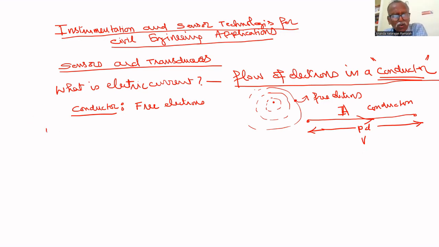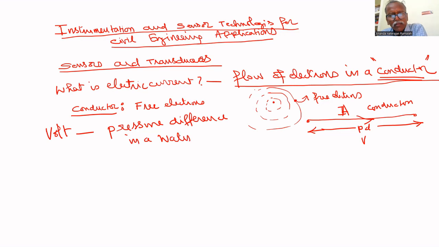The analogy in civil engineering for voltage is pressure difference in a water pipeline. Volt is identical to pressure difference in a water pipeline. This is the pressure, potential difference or EMF. This is measured in volts, that is pressure difference in the water line.